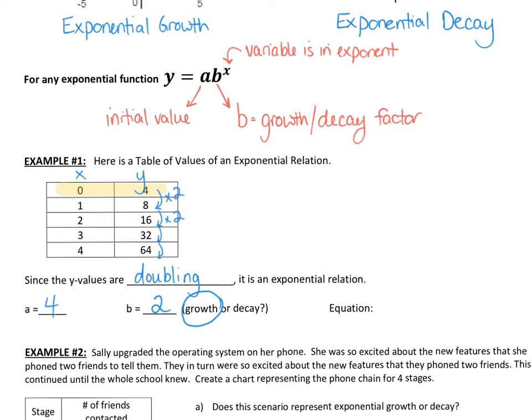So let's put it all together and write the equation. So it's always going to start off y equals. We're going to use our initial value, which is 4, and then in brackets, we're going to put our base or our growth factor, which is a 2, to the exponent x. Okay, so let's try another one of these. This one's a scenario, not just the table of values given.